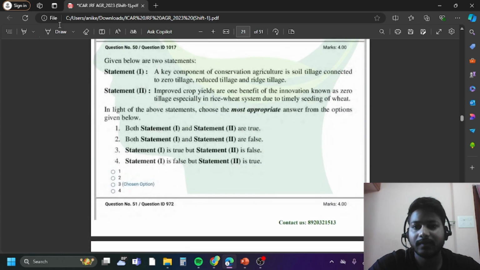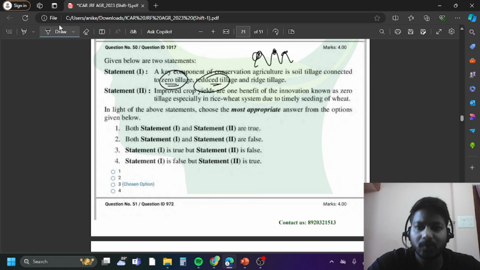Next we'll move. Another statement: a key component of conservation agriculture is soil tillage connected to zero tillage, reduced tillage and ridge tillage. Okay, zero tillage you know, reduced tillage means minimum tillage, ridge tillage means we will go for the tillage only in the ridges. So yes, it is also coming under conservation agriculture or soil tillage. Statement number 2, improved crop yields are one benefit of the innovation known as zero tillage, especially in rice wheat system due to timely seeding of wheat.